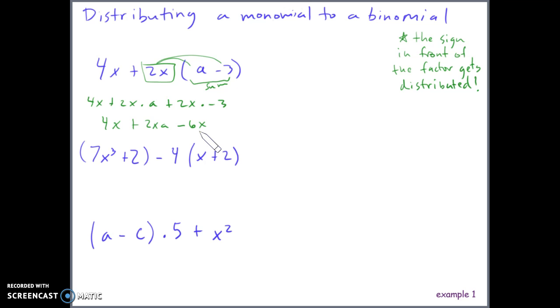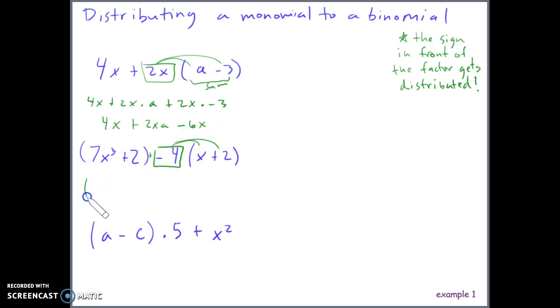So here we have another example. We've got 7x to the third plus 2 in parentheses, and negative 4 or minus 4 times x plus 2. And you can see that this negative 4, right, we can turn into a plus a negative 4. So this negative gets distributed into the parentheses. And we're distributing it to what it's being multiplied. We can't distribute this other way because it's not being multiplied to the first set. It's being subtracted, right? So the second set is what it's being multiplied to.